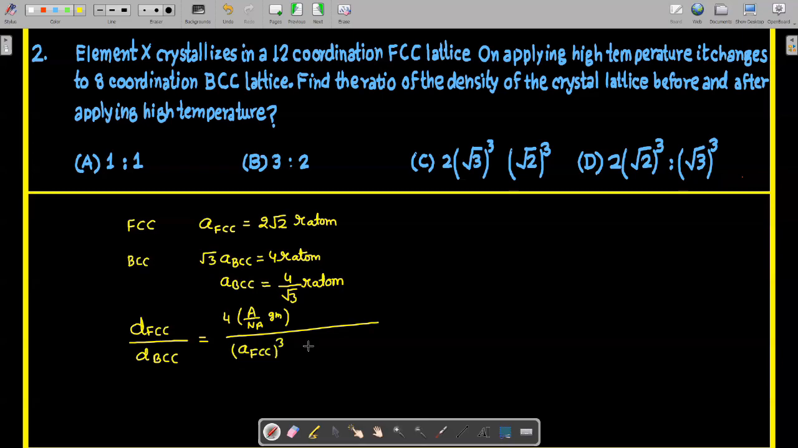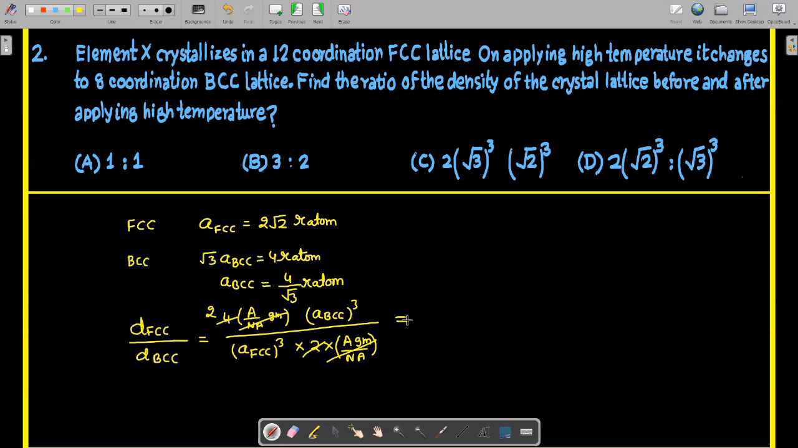When we are discussing BCC, there are 2 atoms per unit cell. So the mass of one atom is equal to atomic mass in gram divided by Avogadro number. So on simplification, we can say that here, divided by the volume of the BCC unit cell. So it will come in the numerator, edge length of BCC whole cube. So now if I simplify, this 2 and this portion will cancel out. Here we are getting 2.